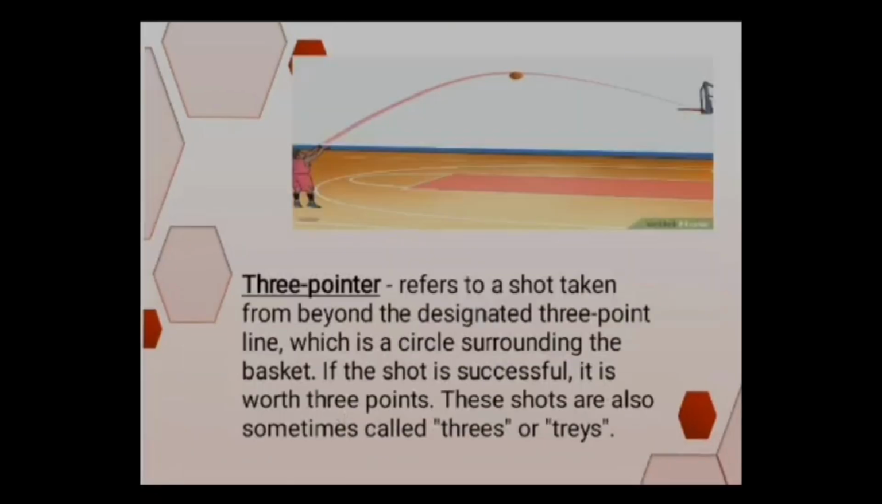Next is a 3-pointer, which refers to a shot taken from beyond the designated 3-point line, which is a circle surrounding the basket. If the shot is successful, it is worth 3 points. These shots are also sometimes called threes or tres. So, we already know how to shoot to get 3 points, right? That's why you see the big line there, if you shoot from outside of it, it is called a 3-point shot.